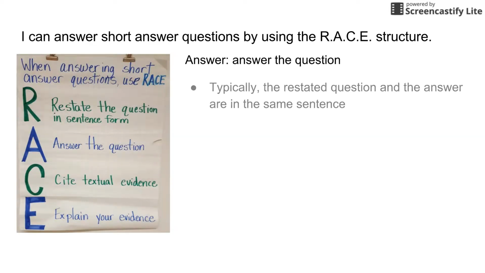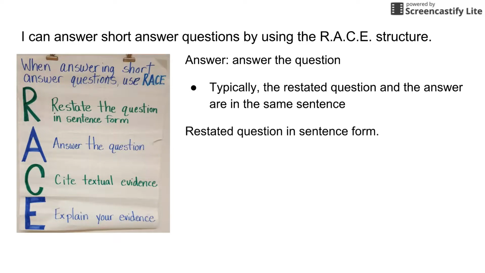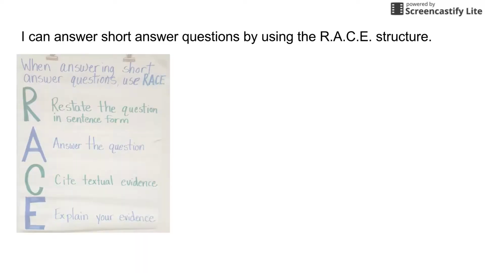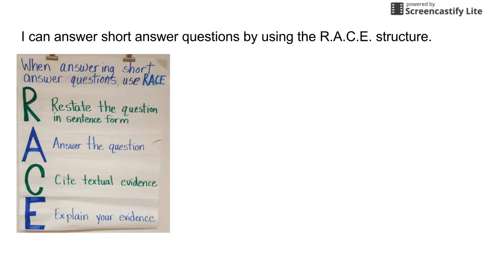So answer the question. Typically, the restated question and the answer are in the same sentence. And the restated question in sentence form looks like this. John Lewis used ___ and ___ to blend his 60s civil rights tactics into the modern day world. Then next, we move on to citing textual evidence. In 7th grade, you need to have 2 pieces of specific textual evidence to prove the answer. So we start with R and A.